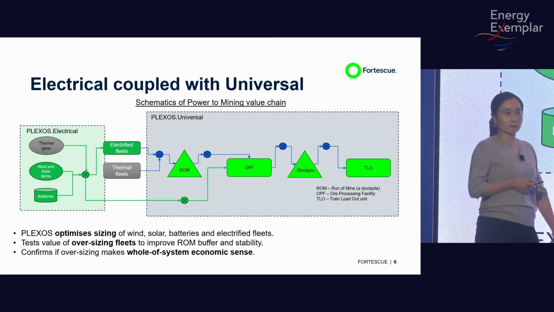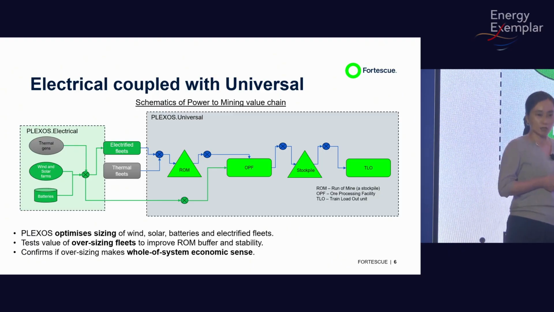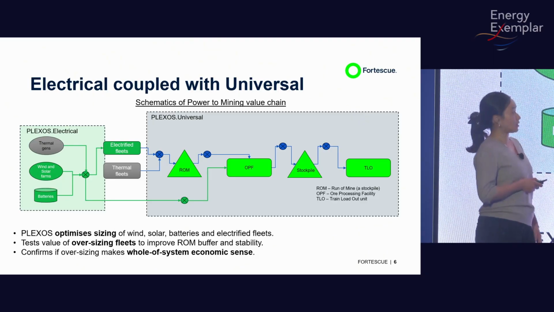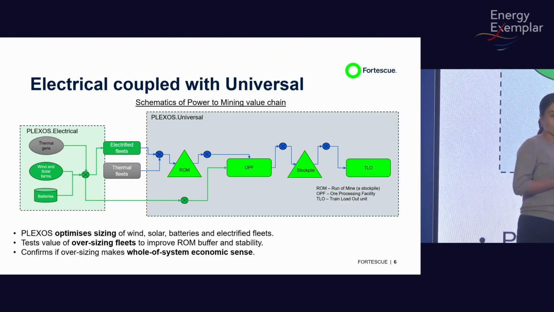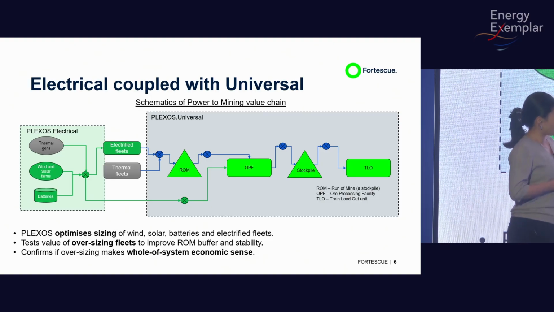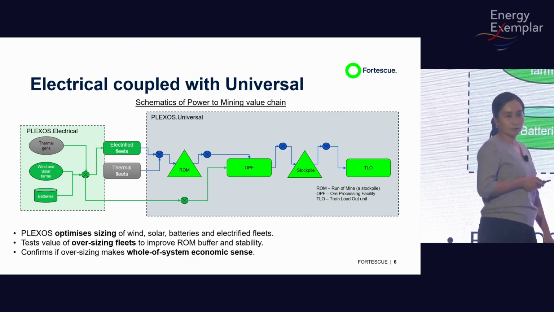So if you compare to the power to hydrogen, that can be seen as the hydrogen storage. Often there are questions about what's the trade-off between your power assets and the battery storage versus a hydrogen storage. Likewise, in this mining value chain, it is the trade-off between the electrical energy storage versus physical system storage. Then the OPF is the ore processing facility.